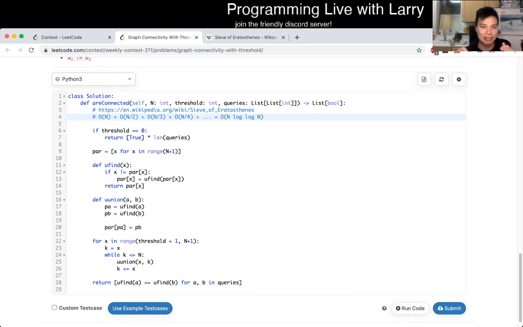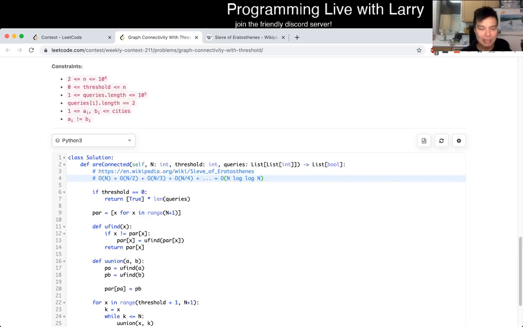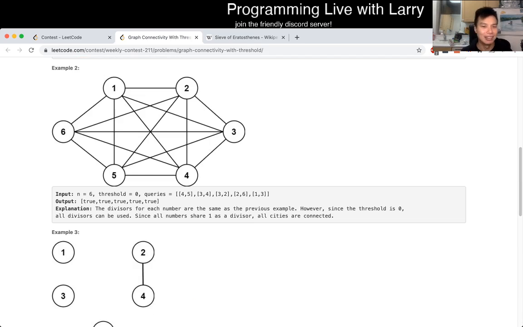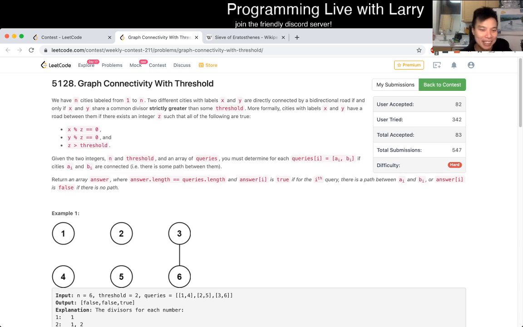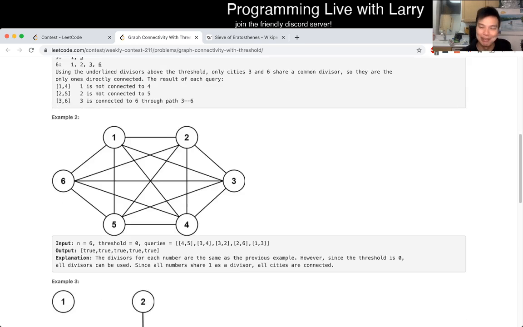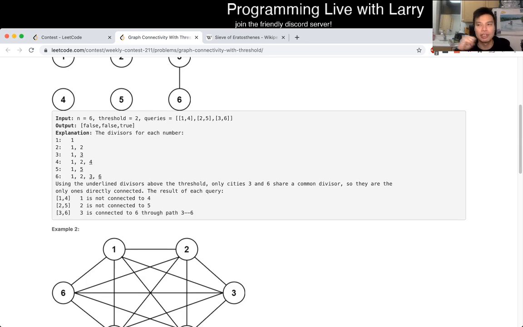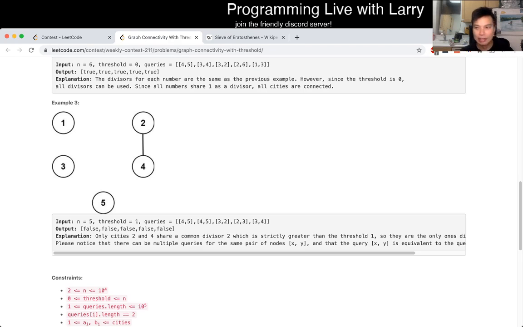So now, how do you think about this in terms of a graph, right? Well, this is a connectivity problem, and for a connectivity problem, there are a number of ways to do it. You could do breadth-first search, you could do depth-first search. Union find is the other one, and the way that I do it is union find because we're going to do a lot of these queries.